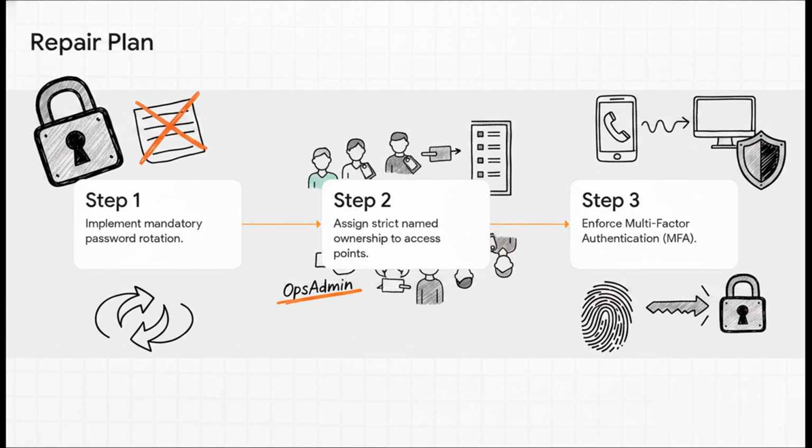First, they implement mandatory password rotation. That means a sticky note from a year ago instantly becomes entirely useless. Next, step 2, they assign strict, named ownership to all access points. No more generic ops admin accounts floating around. From now on, every single digital action must be tied to a specific human being's name. And finally, step 3, they enforce multi-factor authentication, or MFA. This ensures that even if a password is stolen or shared, the attacker can't get in without the secondary device, like a phone prompt. As Maya so perfectly noted, they didn't just need to find the borrowed key. They needed to completely change the locks on the entire building.